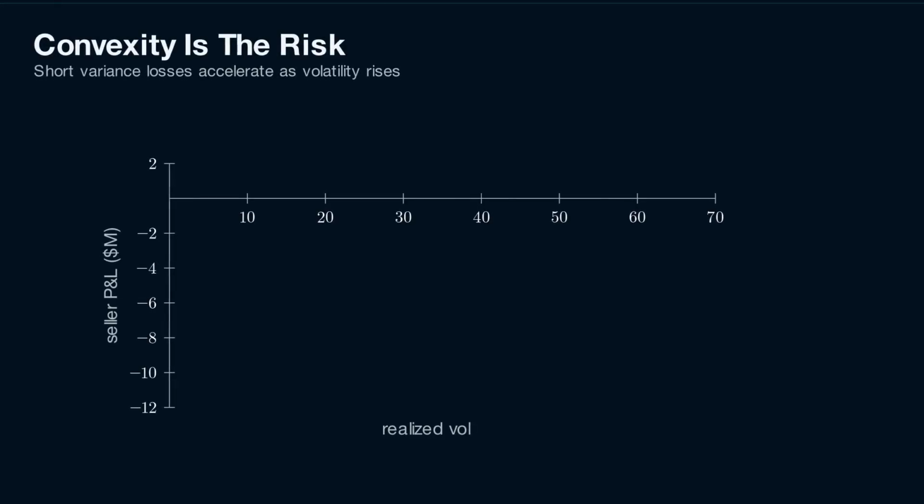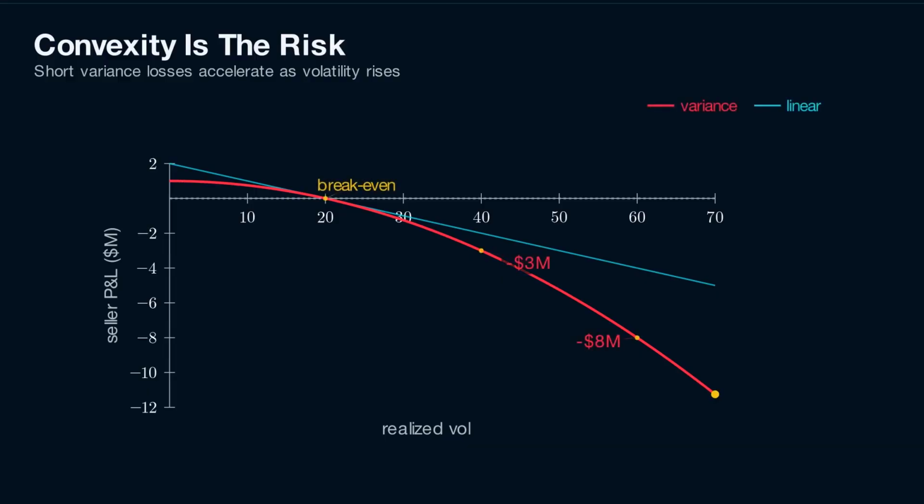The convexity is the key observation. From a 20% strike, realized volatility at 40% produces a $3 million payoff to the long. Realized volatility at 60% produces an $8 million payoff on the same notional. The payoff does not scale linearly with volatility because the contract pays on volatility squared. Being short uncapped variance means selling an instrument whose buyer benefits disproportionately from volatility spikes.